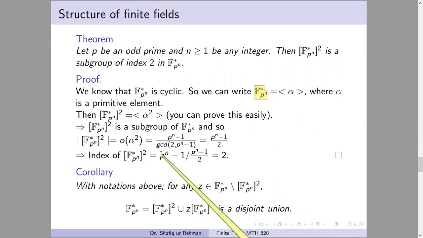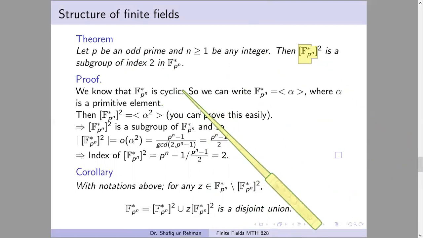सो इसका इंडेक्स क्या आ जाएगा? लेग्रांज थ्योरम में ग्रुप के ऑर्डर को सब ग्रुप के ऑर्डर से डिवाइड करें, आपको इंडेक्स मिल जाएगा. So we get index 2. So it proves that if we take the square of all the elements of F_{p^n} star, we get a subgroup of index 2.